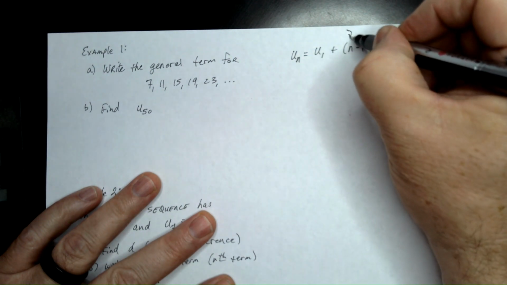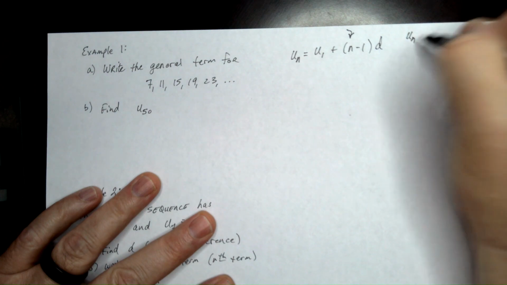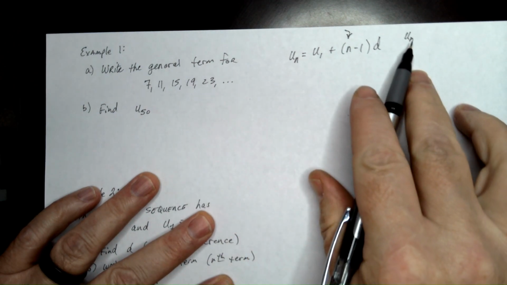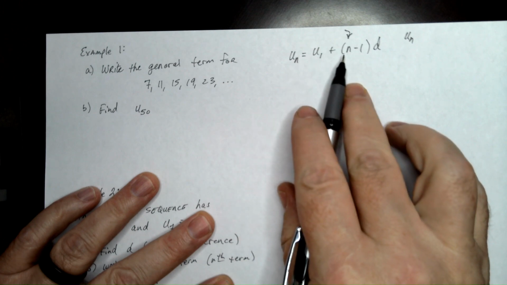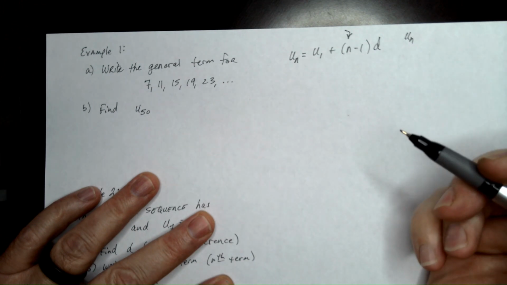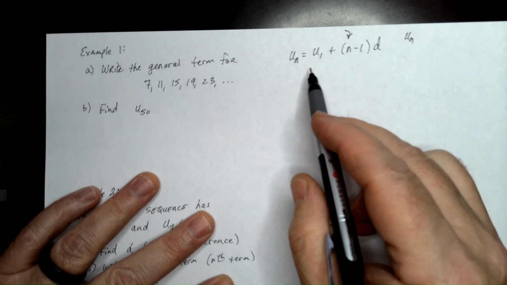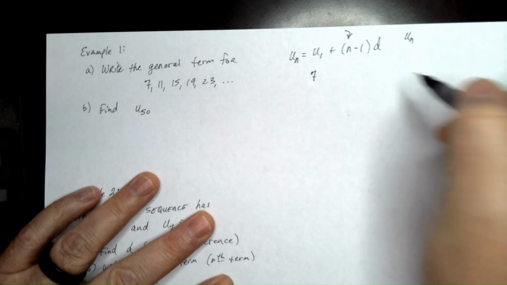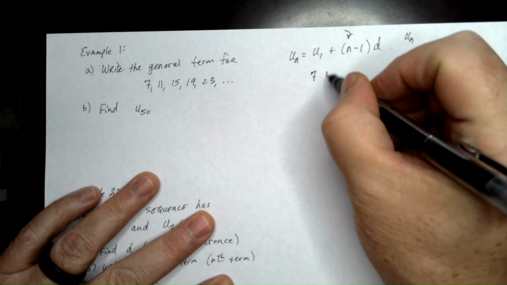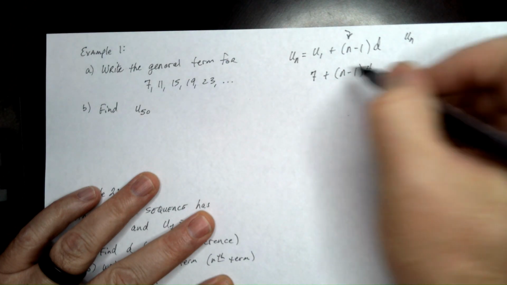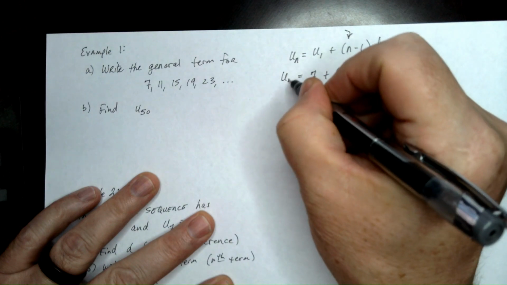Now, n is the same as U sub n, right? So depending on which term you're talking about, this n and this n will be exactly the same. So here we know that U sub 1 is 7, and n minus 1, and we know that d is 4. So that's it right there.